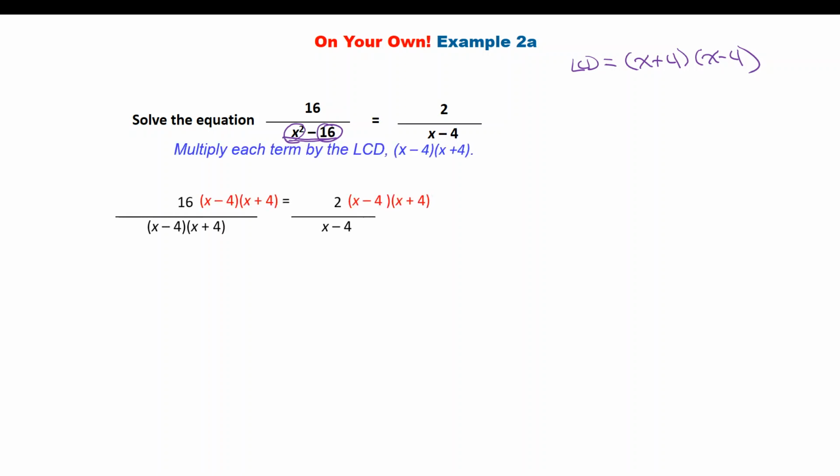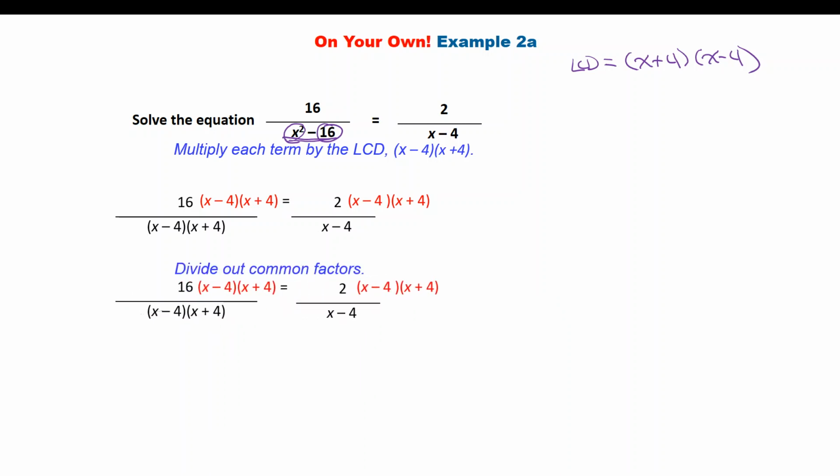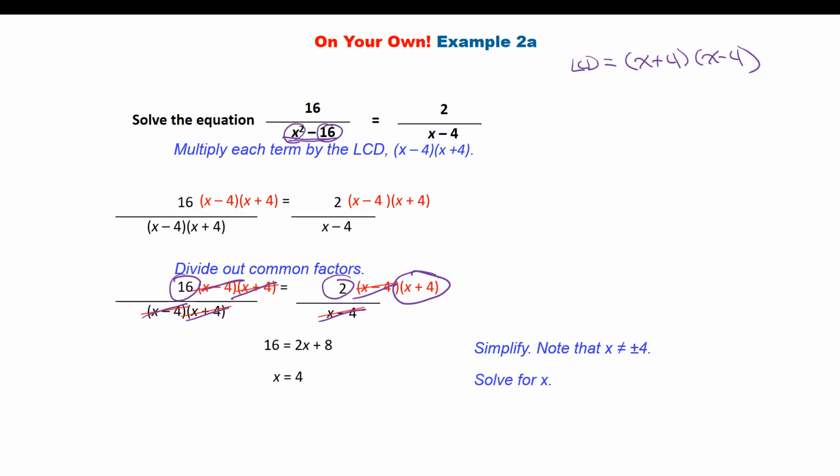So once I've done that, and once I have multiplied it by both sides and we cancel everything out, we can divide things out. So I have an x minus 4 and an x minus 4, x plus 4, and x plus 4. And then on the other side, we just cross those out. And now we're going to simplify. So I end up with just 16 on one side and 2 times x plus 4 on the other, which would be 2x plus 8. Next thing, I just want to solve for x. It's pretty simple. X equals 4.